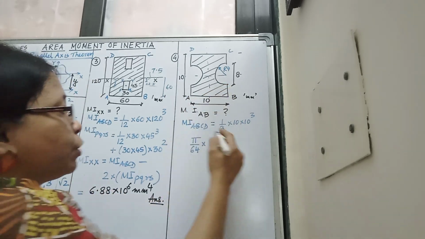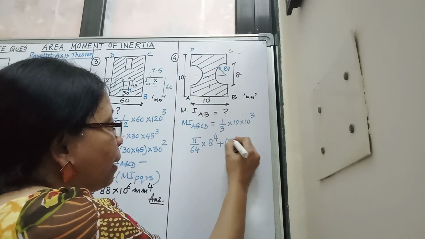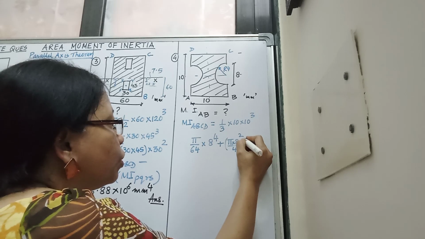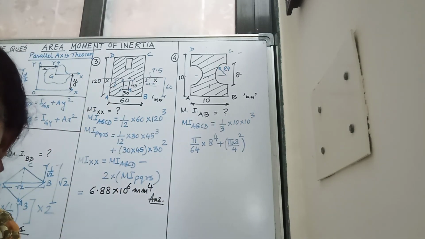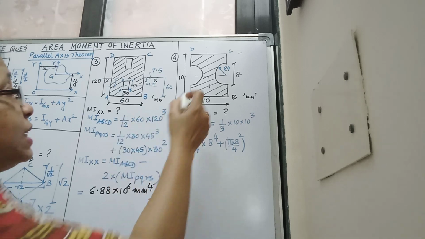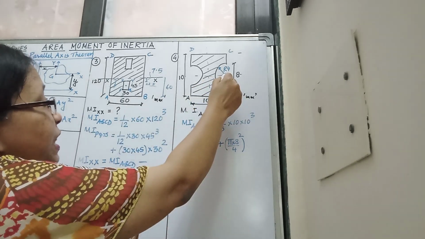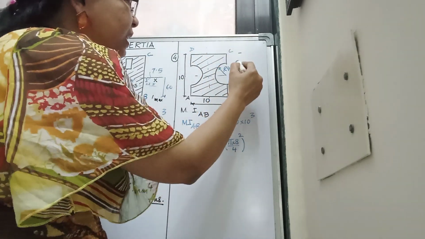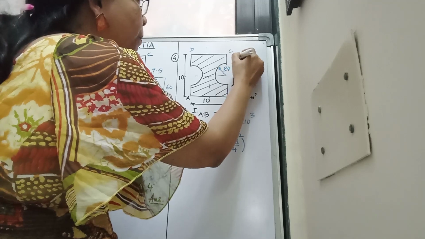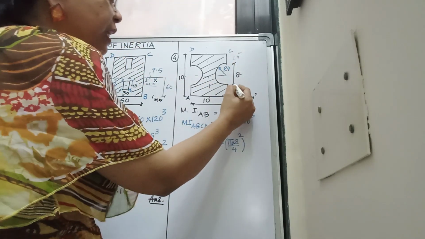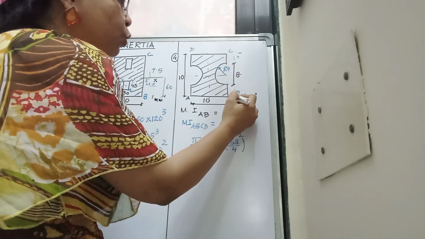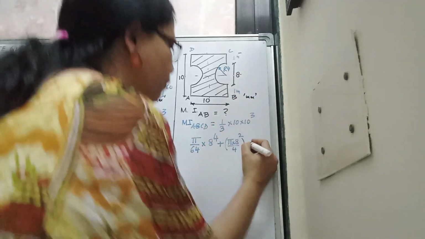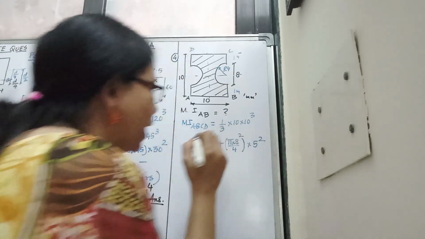Now about AB, you have to use the area, pi d square by 4. This is the area, right? Now what is the distance between this center and this? You see, total is 10. This much is 8. So this much is 1 meter and 1 meter. Is there any doubt? So what is the distance from here to here? 1 plus this much, which is 4. So 5 into 5 square.